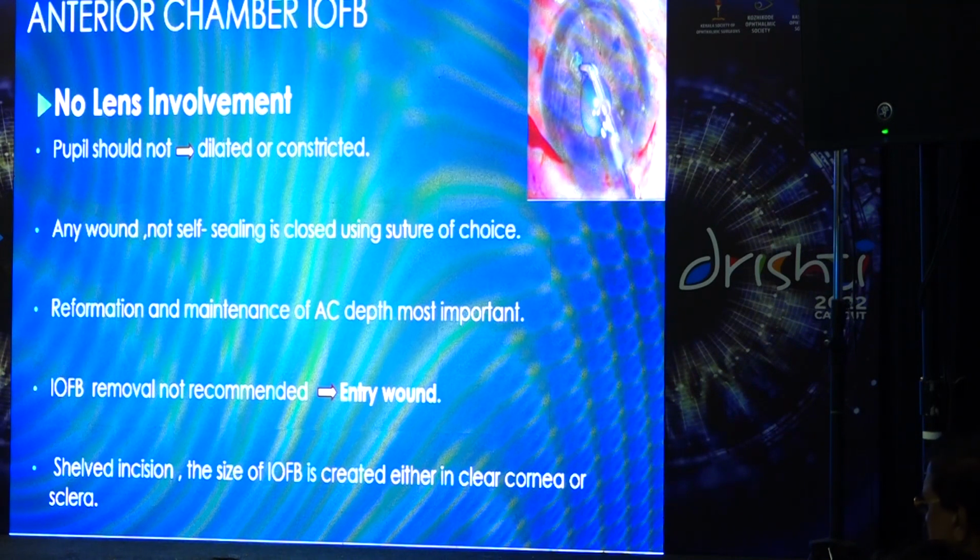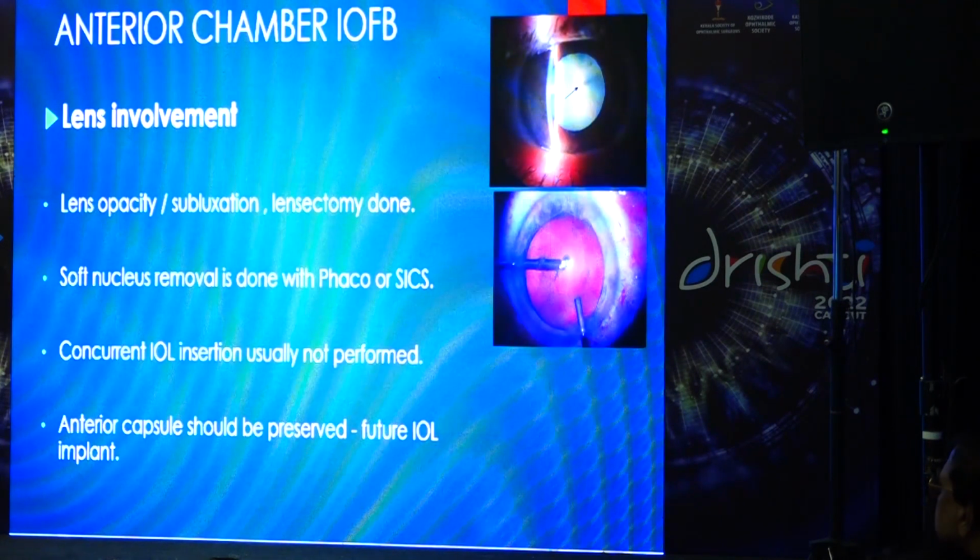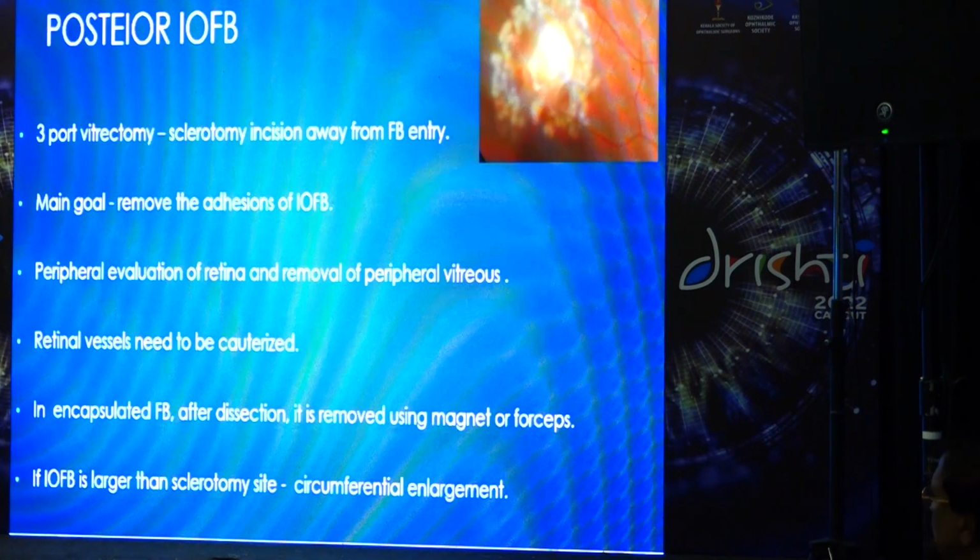An extra shelved incision, almost the size of the intraocular foreign body, should be created in the clear cornea or sclera for its removal. If there is lens involvement in the form of phacodonesis, subluxation or opacity, we can do a lensectomy with phaco or SICS. Concurrent IOL insertion is not ideally done because of the risk of severe post-operative inflammation, but the anterior capsule is retained for future IOL insertion. In cases of posterior chamber intraocular foreign body, we do a 3-port vitrectomy.